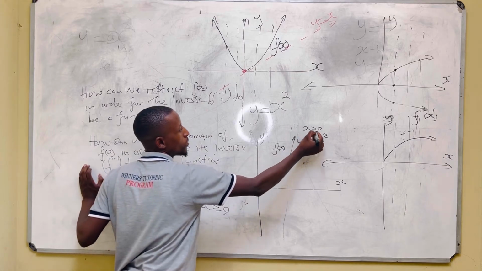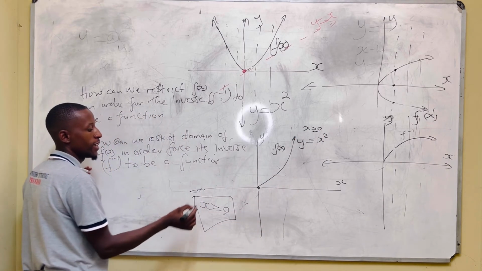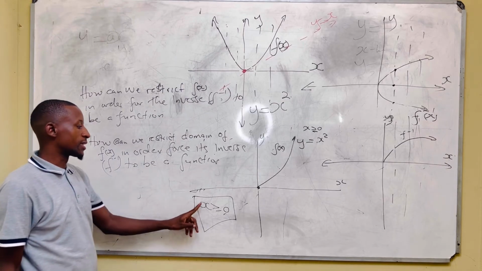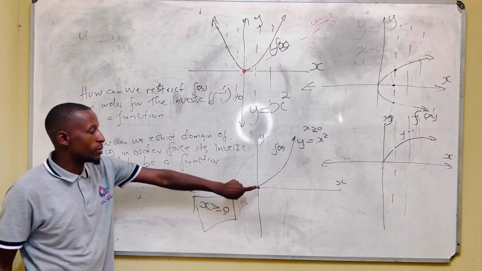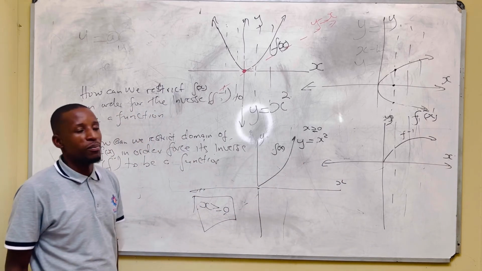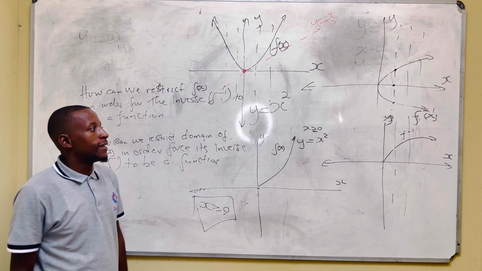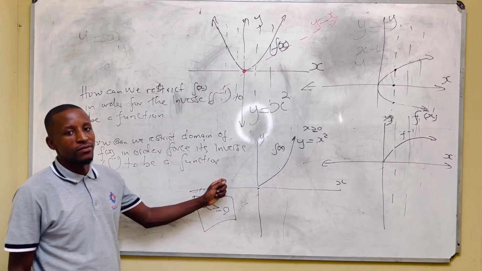Oh, sorry, there's an equal to 0 here. So this is what we've made here. X must be greater than or equal to 0, which means it must appear from here going that direction. So that's how we go about finding the inverse or restricting the inverse.